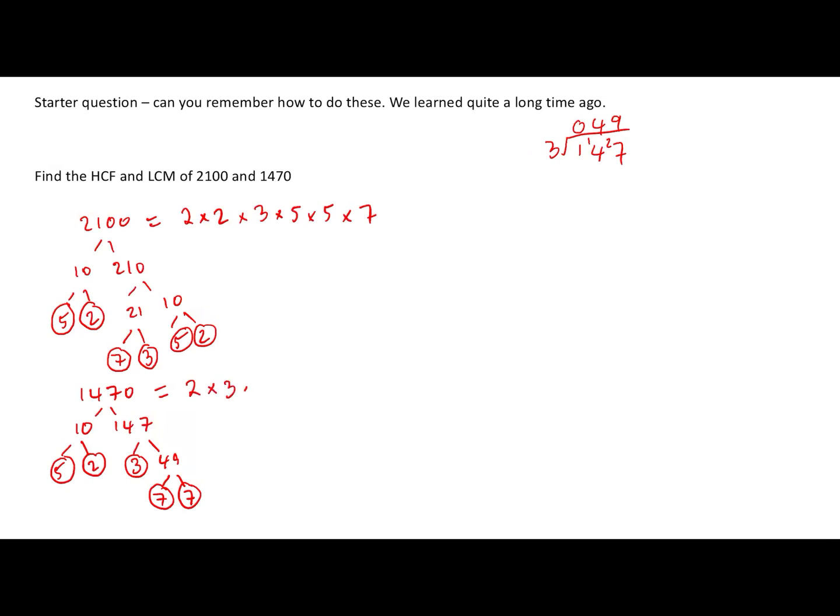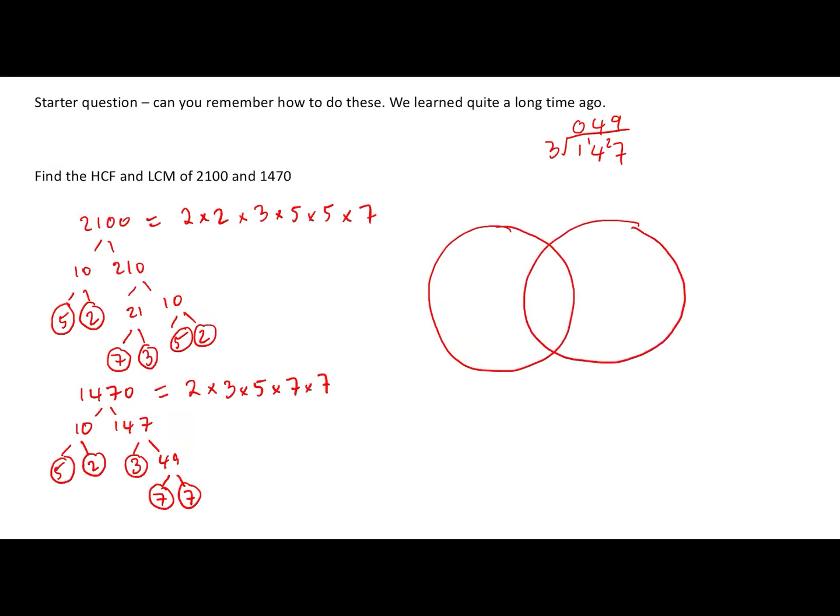And in 49, hopefully you recognise 7 and 7. So 1,470 can be written as a product of prime numbers: 2 times 3 times 5 times 7 times 7.